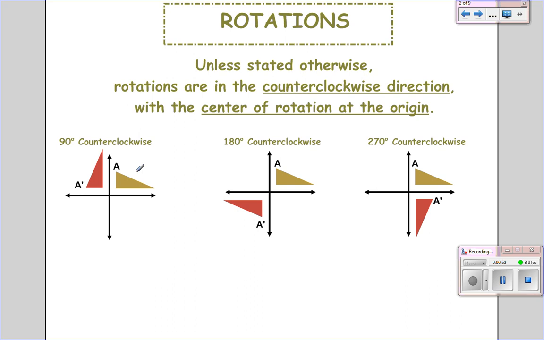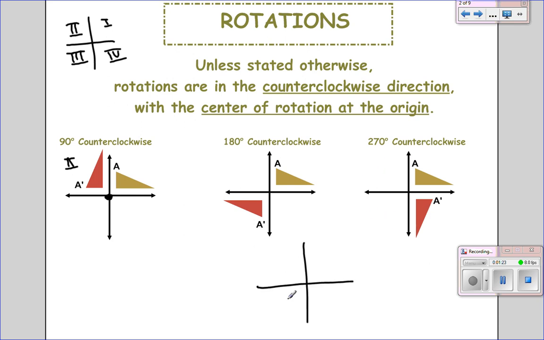So if you think of A as your pre-image and you rotate 90 degrees counterclockwise around the origin, then it's going to end up in quadrant 2. If you remember your quadrants, there's quadrant 1, 2, 3, and 4. Whenever you rotate 90 degrees counterclockwise, it moves one quadrant. When you rotate 180 degrees counterclockwise, it moves 2 quadrants. And when you rotate 270 degrees counterclockwise, it moves 3 quadrants.